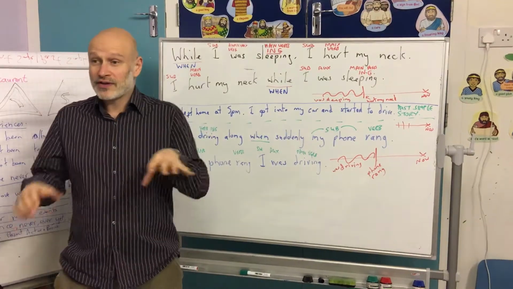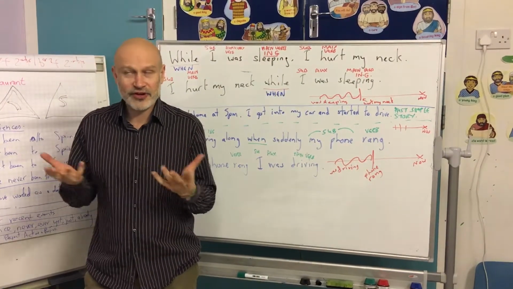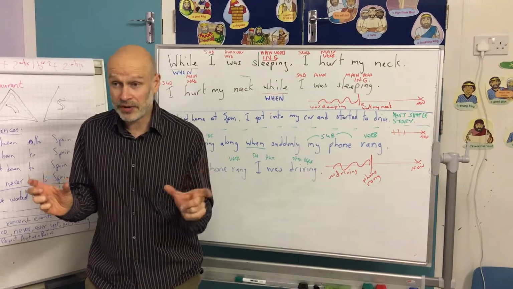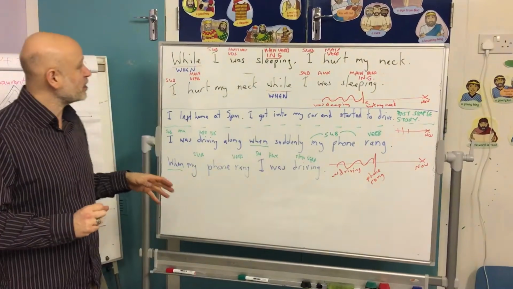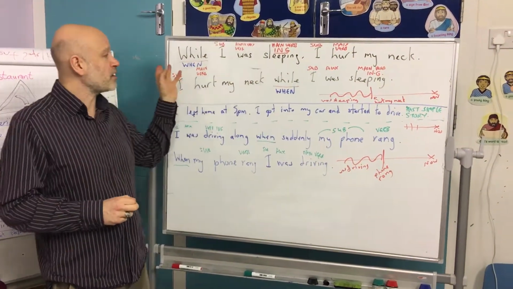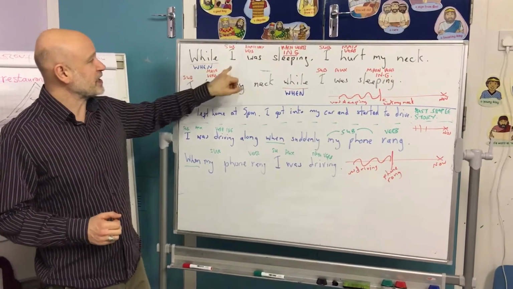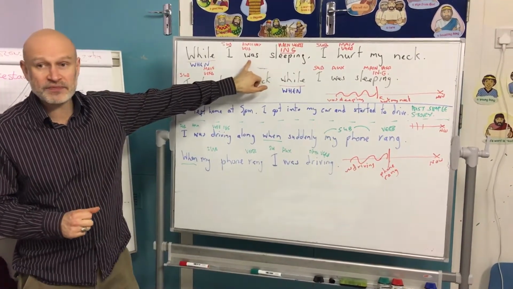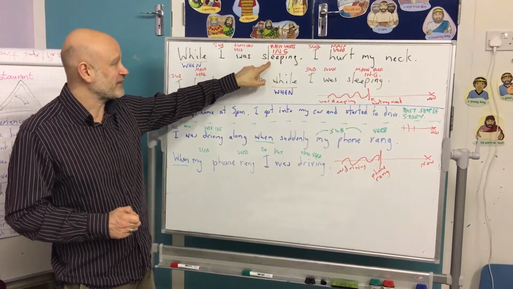Okay, so this is our second lesson or third lesson on past simple and past continuous. So we learned that when we form the past continuous, we need the subject, the auxiliary verb to be, and the main verb in the ing form.